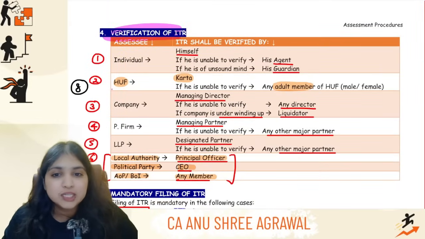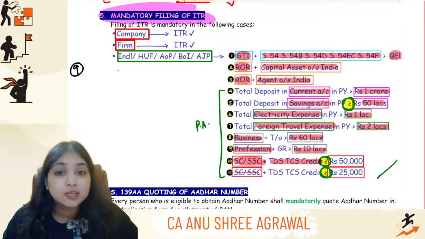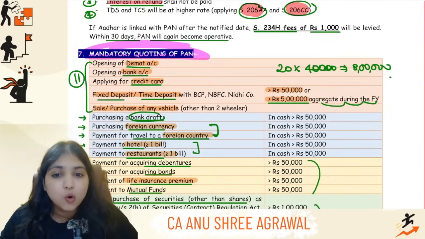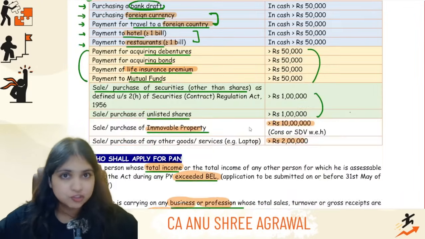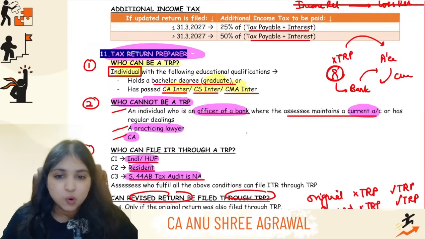Second crucial point is verification of ITR. Who has to verify ITR? Third important point is who has to mandatorily file ITR. Then mandatory quoting of PAN, again is important. These transactions that we saw. And lastly, this TRP concept is also important.